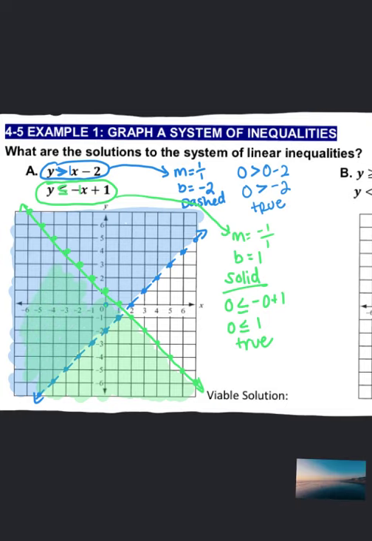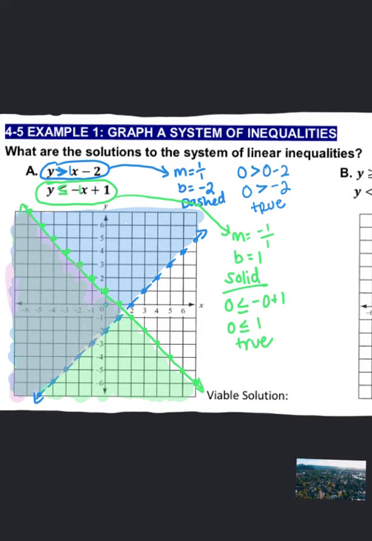And then do you see where the shading is overlapping? That right there is my solution set. So I'm actually going to go ahead and take a new color and shade that overlapped region so it's super obvious that that right there is the solution region. Everything right here is the solution region in this overlapped area. Not the blue region, not the green region, but where it's like purpley.